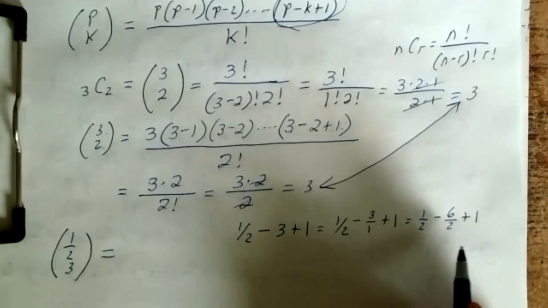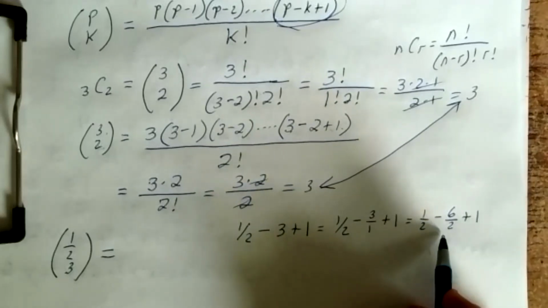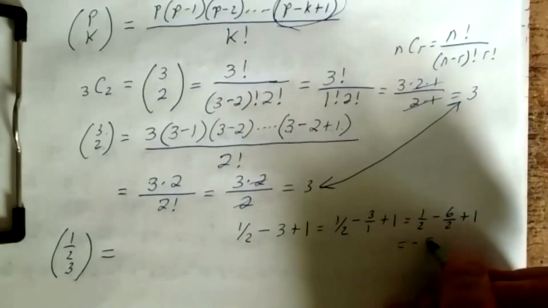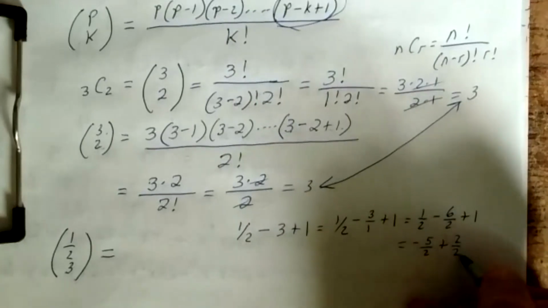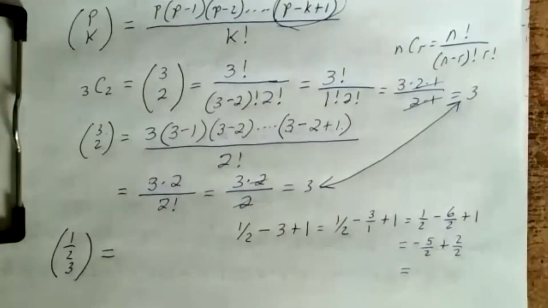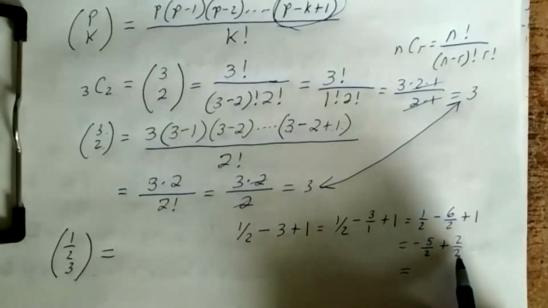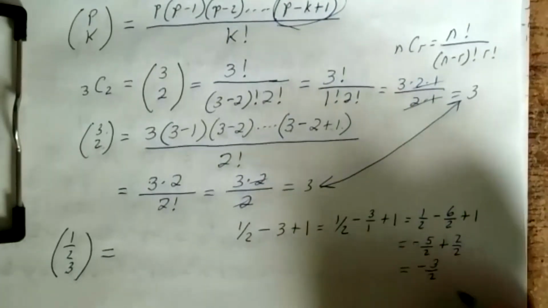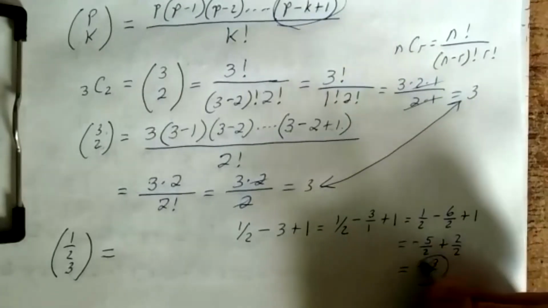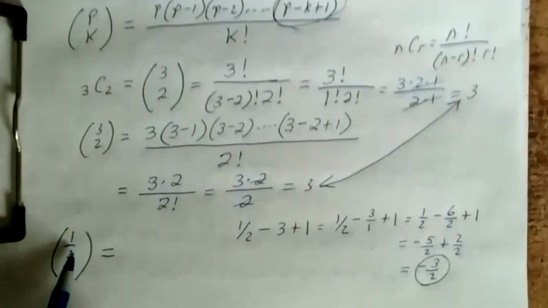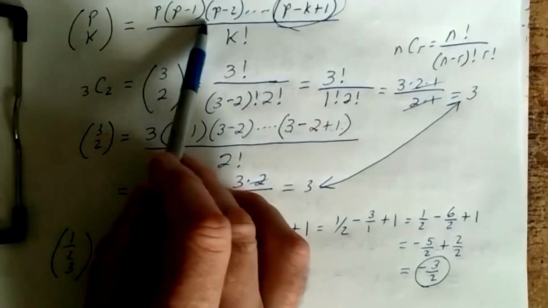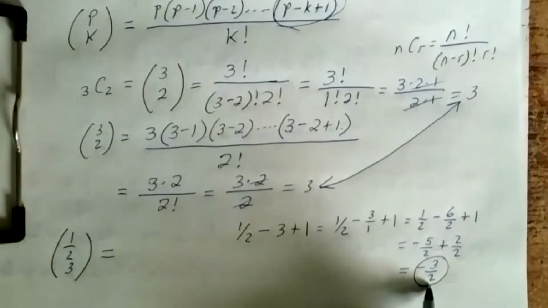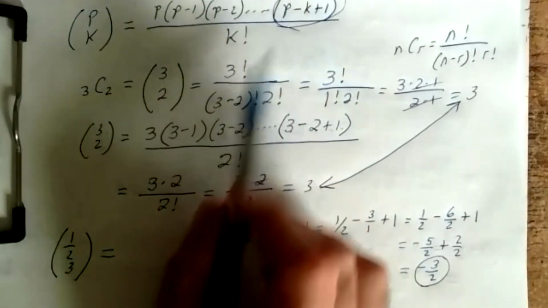So 1/2 minus 6/2 is negative 5/2, plus 1. But another name for 1 is 2 over 2, isn't it? So negative 5/2 plus 2/2 is negative 3/2. Therefore, we start with P, which is 1/2, and we terminate the expansion in the numerator when we get down to negative 3/2. Negative 3/2 is the stopping point, that would be your P minus K plus 1.